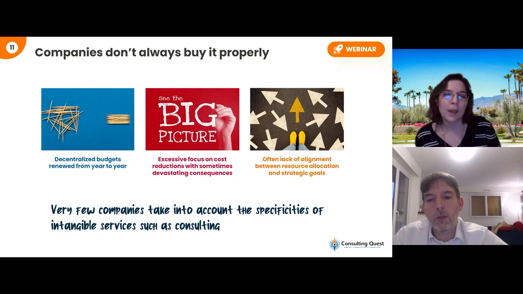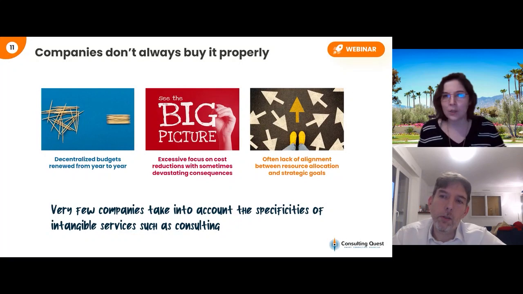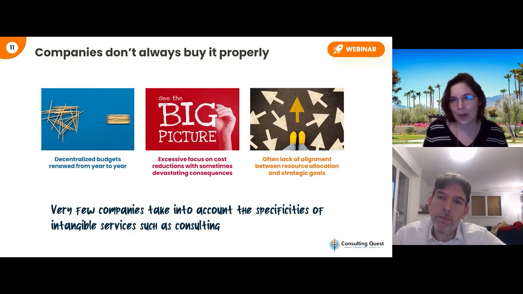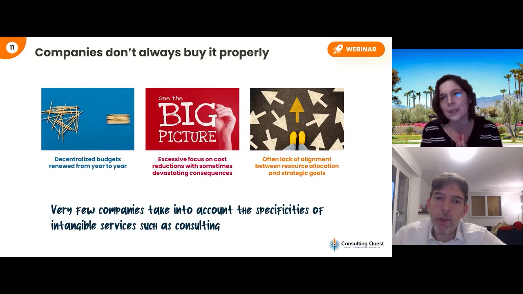The second thing is that on the other side also, some companies have an excessive focus on cost reduction, and they don't see the big picture. So they're focused on cost reduction, and they don't consider the strategic aspect of consulting and how it can advance their strategy. And they might reduce drastically what they do with consulting to the point that they don't really capture the value anymore. And that can be devastating in terms of impact and advancement of the strategy.